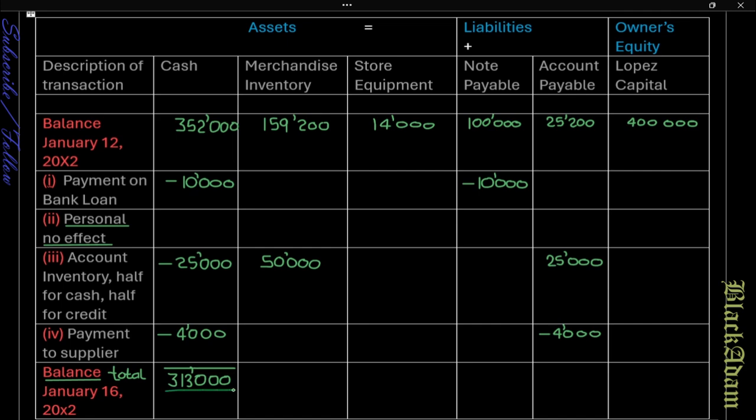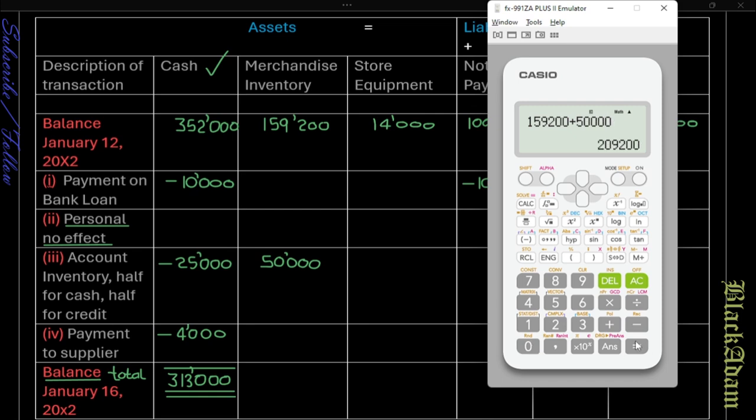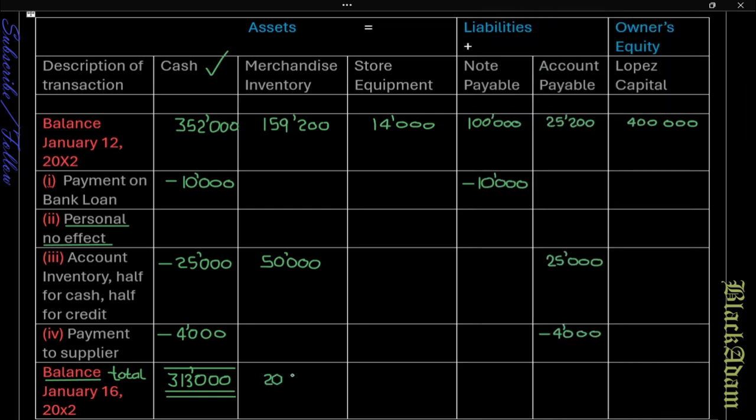That's cash. And then let's add the total for the other asset, merchandise, which is inventory. So that's positive there. Inventory was 159,200 plus 50,000 worth of inventory as part of assets, which is 209,200. That's the total for the inventory. And we also have another part of the assets, which is store equipment. The equipment there costs about 14,000. So equipment falls under assets because it contributes to making cash for the business.